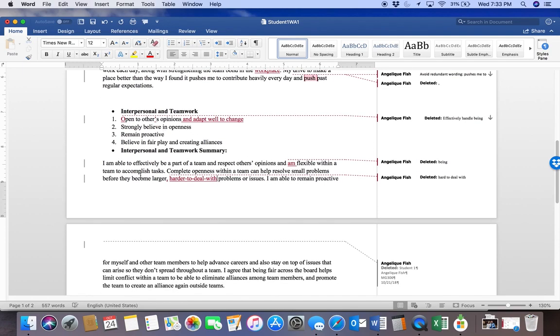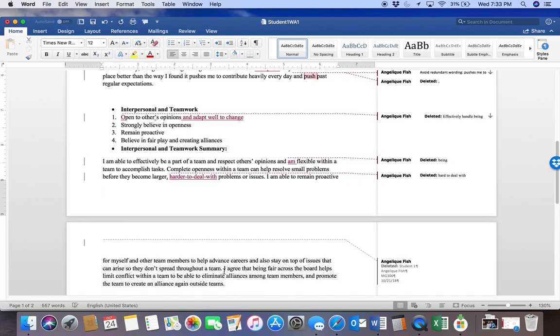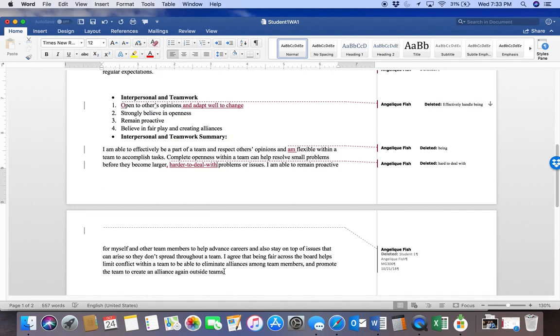So, remain proactive. Let's see. I agree that being fair across the board helps limit conflict within a team to be able to eliminate alliances among team members, and we don't need that comma, and promote the team to create alliance again outside teams.